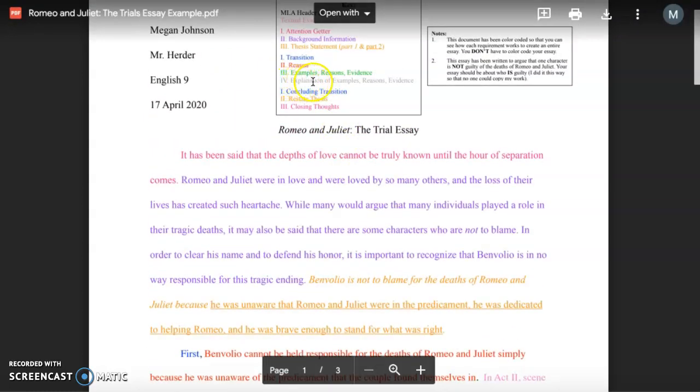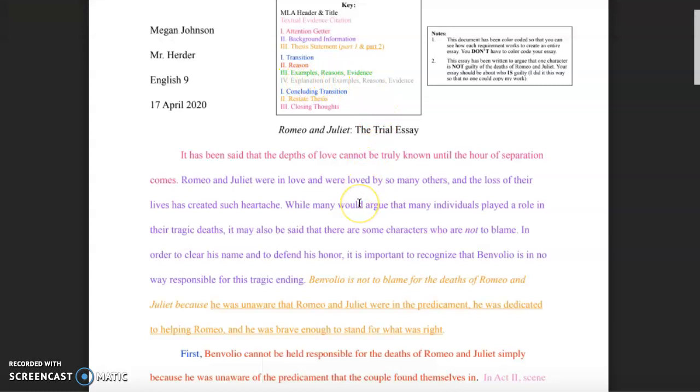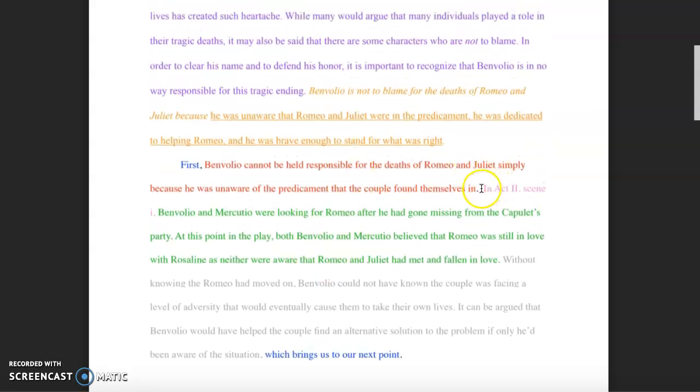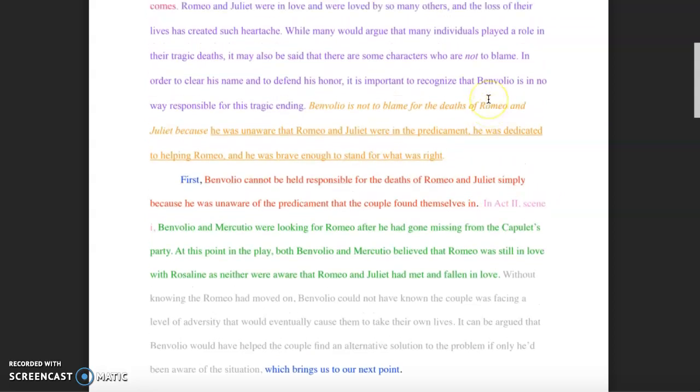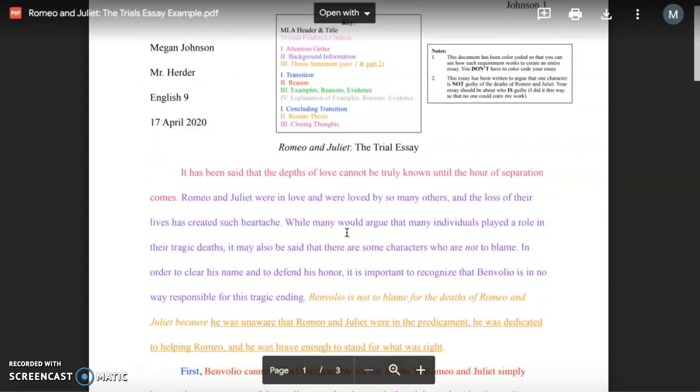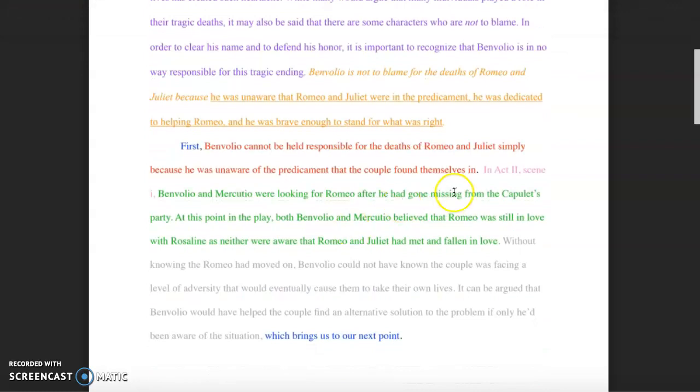And then I also need to include an explanation of my examples, reasons, and evidence. Now, the stuff that's in gray there is really important because I need to know why this stuff in green supports my reason in red. Another thing that you'll see happening here in this paragraph is the item in pink, which if we're looking back at the key, we'll see that that's my textual evidence citation. For this essay, you can follow your citations the way that I've done mine here. For my citation, I just provided the act that my evidence happens in, as well as the scene. So you can see that there.